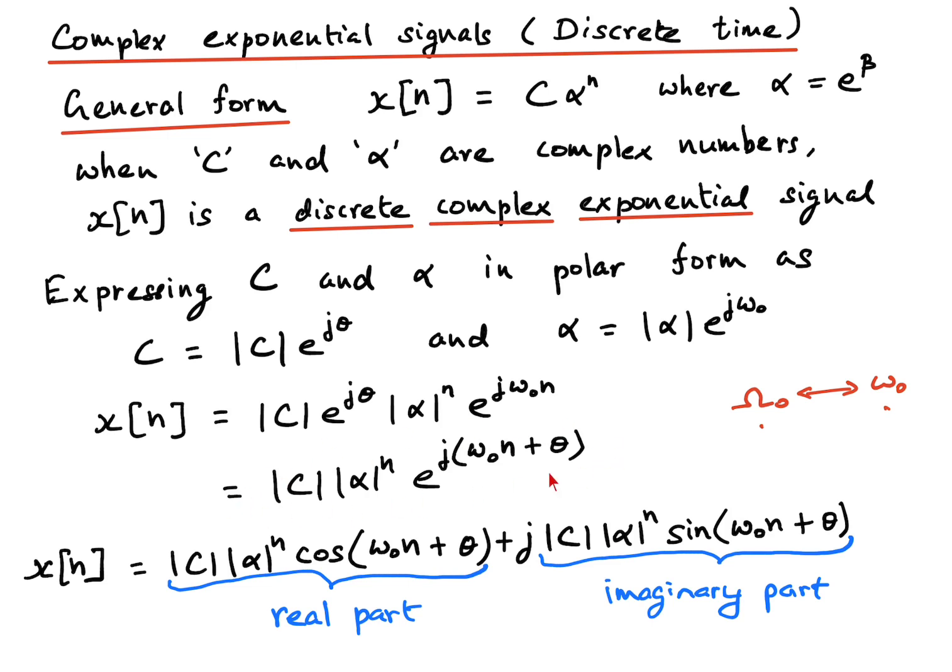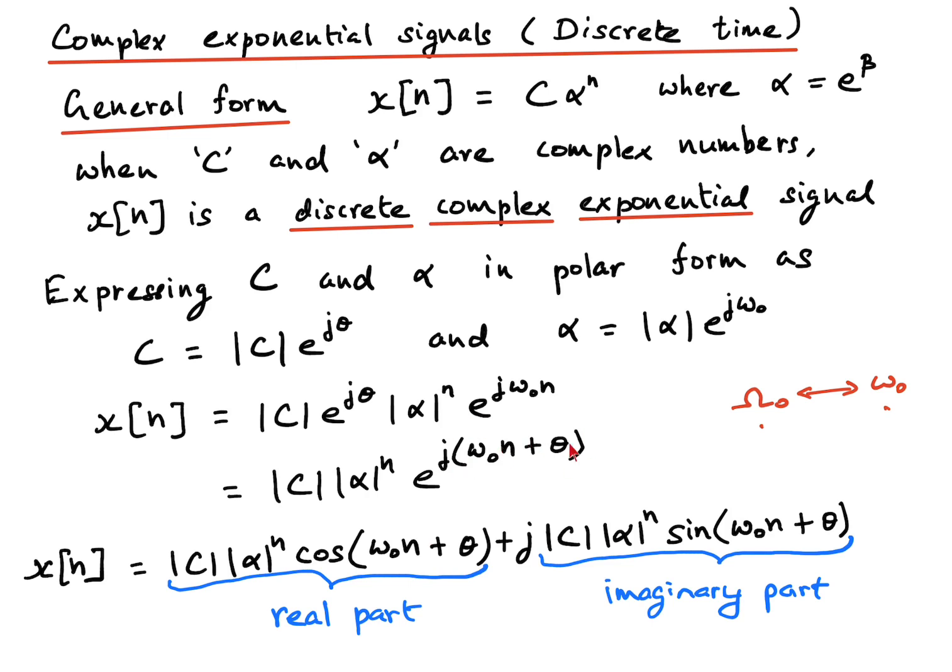So our complex exponential in the discrete time takes this form. Again, because it's a complex exponential, it can be written now using Euler's expression: e power jx is cosine x plus j sine x, right?